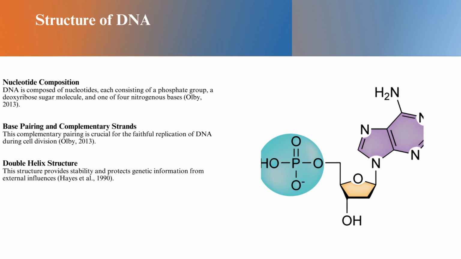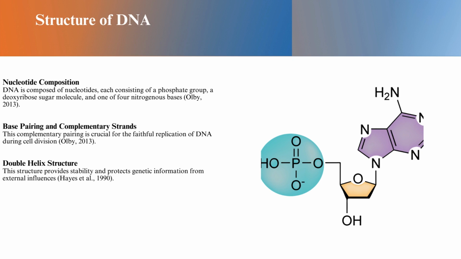An important detail here is that DNA is composed of nucleotides, each consisting of a phosphate group, a deoxyribose sugar molecule, and one of four nitrogenous bases: adenine, thymine, cytosine, and guanine. Also, the specific sequence of these bases encodes genetic information.